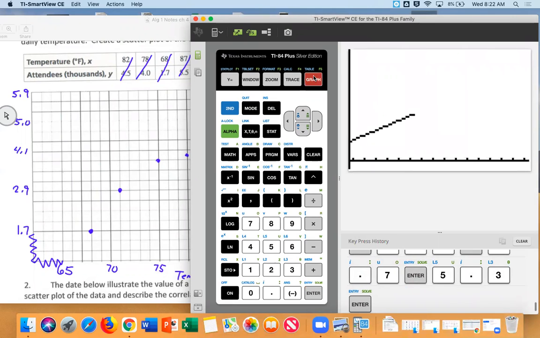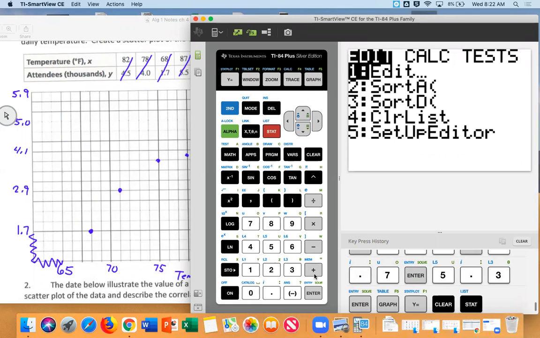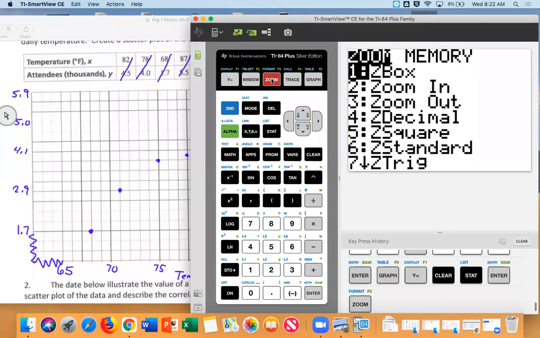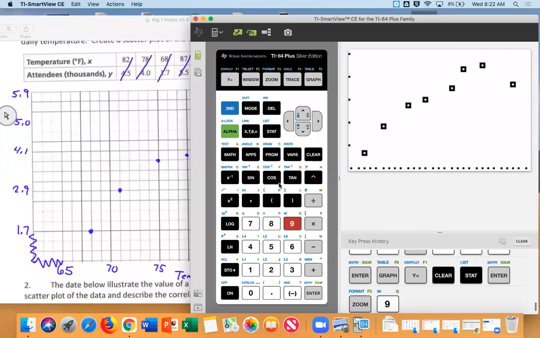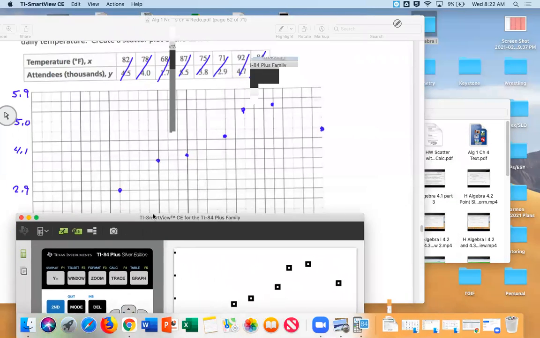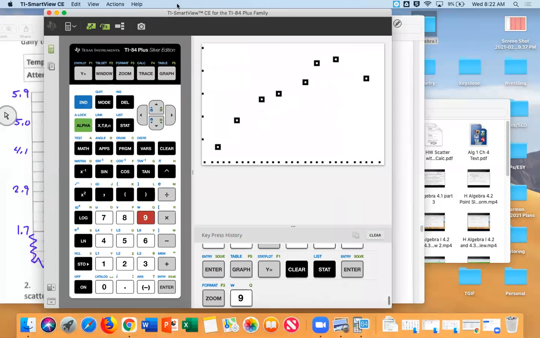And then we can hit graph, or we want to take out the old line. So stat, edit, enter in all of your work. Then we'll go to zoom 9. All right, kind of looks like what we have, right? You can kind of see it. Looks very similar, right? Kind of have that pump right there.